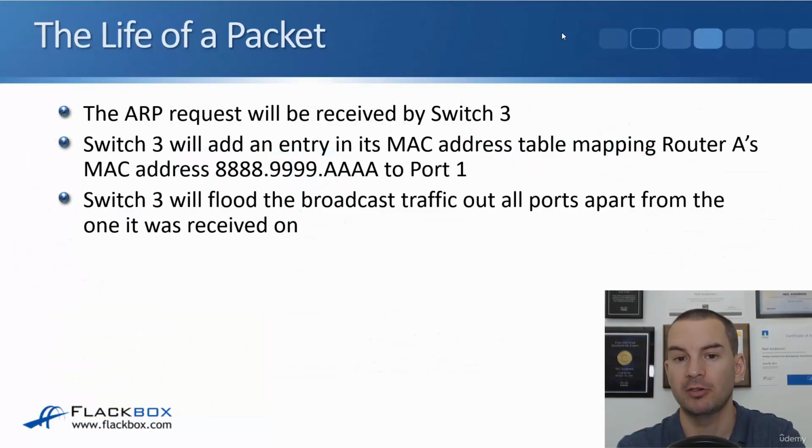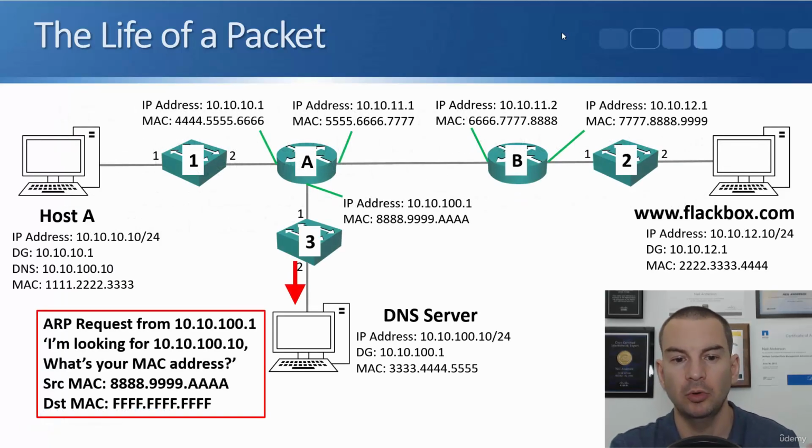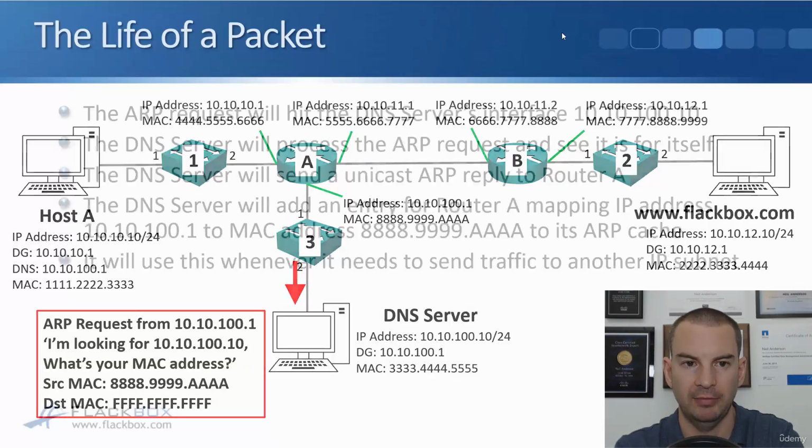The ARP request will be received by switch 3. Switch 3 will add an entry in its MAC address table mapping router A's MAC address 8.9.a to port 1. It will then flood the broadcast traffic out all ports apart from the one it was received on. So that will go down to the DNS server out port 2 as well. Again, the ARP request looks the same. It's from 10.10.100.1, looking for 10.10.100.10 from a source MAC of 8.9.a, destination MAC of f.f.f.